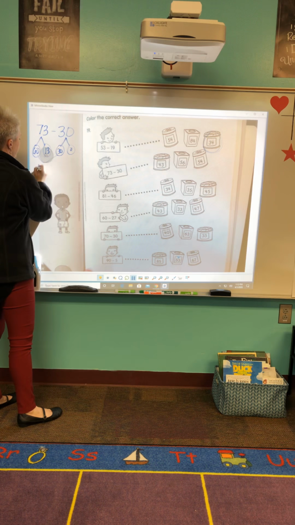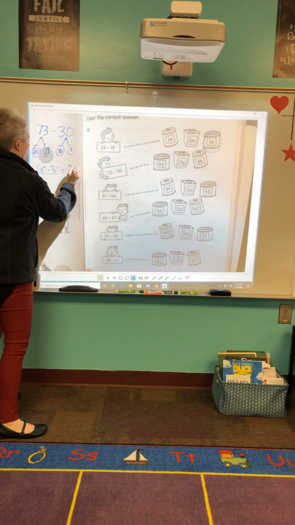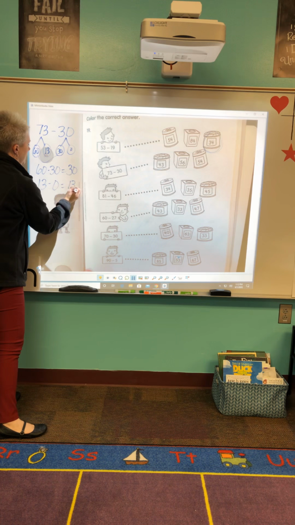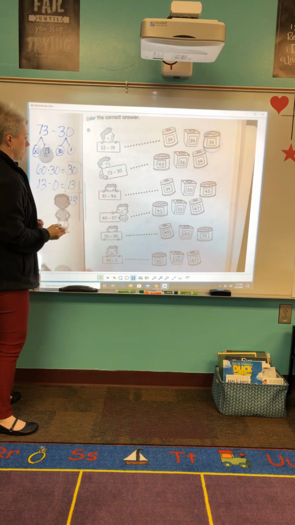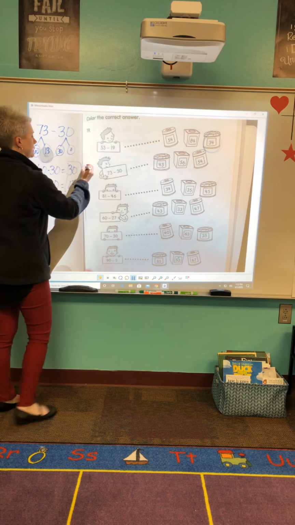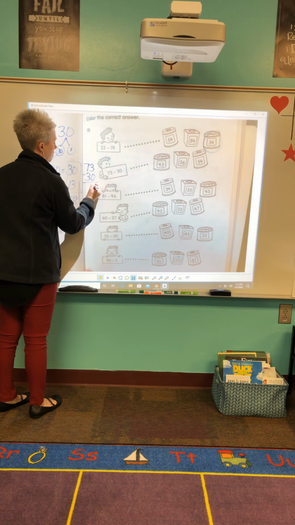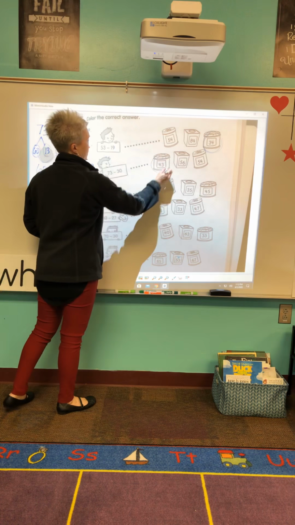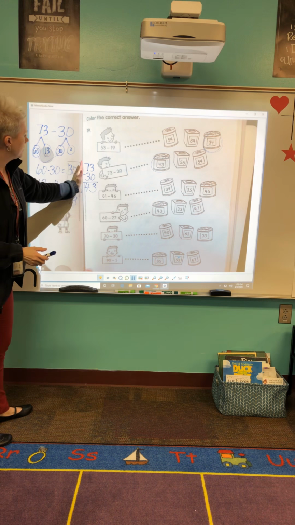60 minus 30. What is 60 minus 30? 30. We know that. 13 minus 0 is 13. Now we're going to add these two up. 43. If you stacked it, 3 minus 0 is 3. You didn't even have to regroup. 7 minus 3 is 4. 43. So that's both ways. This is branching. This is just stacked up.